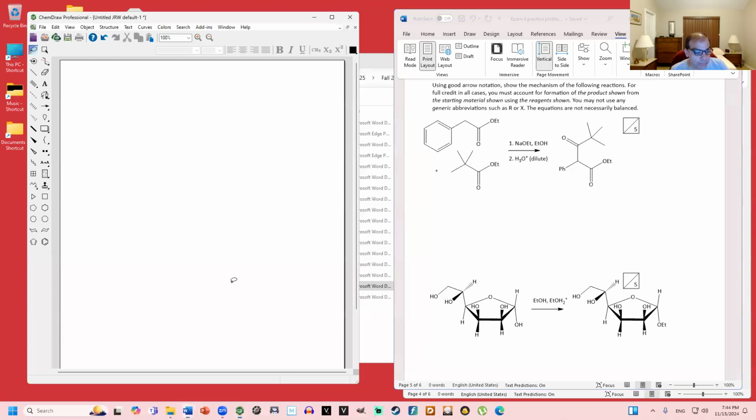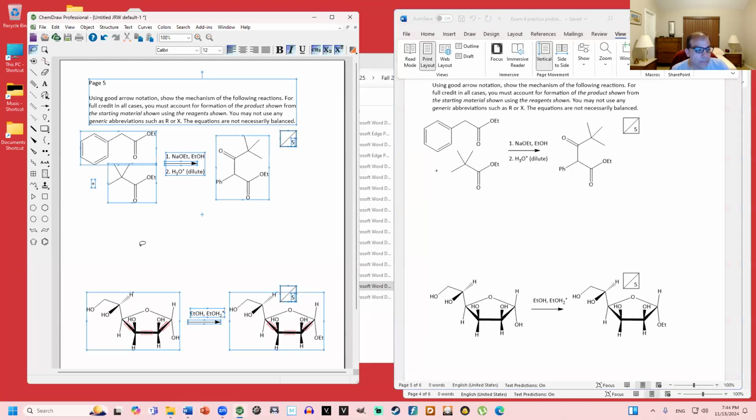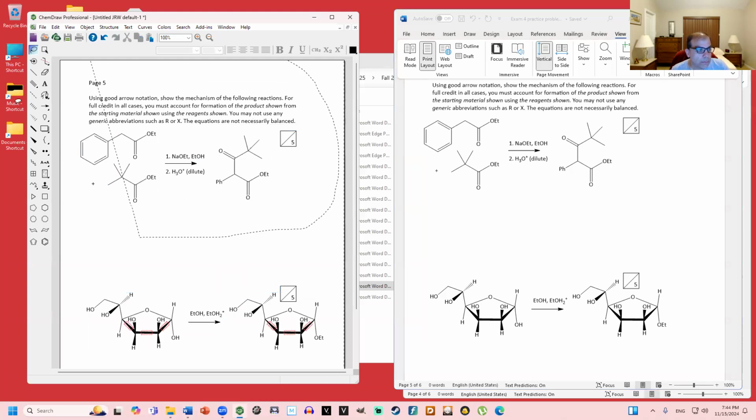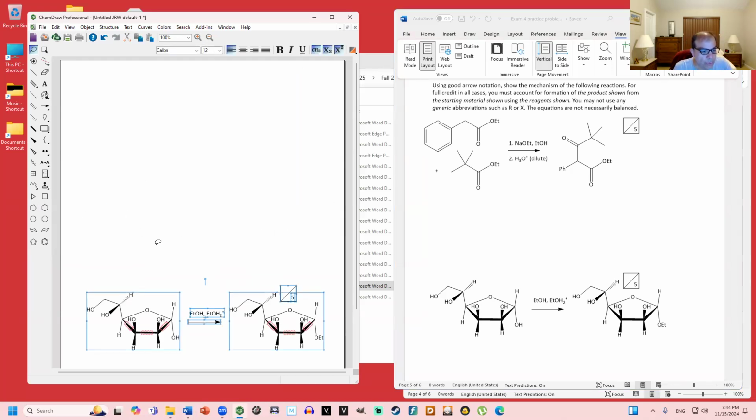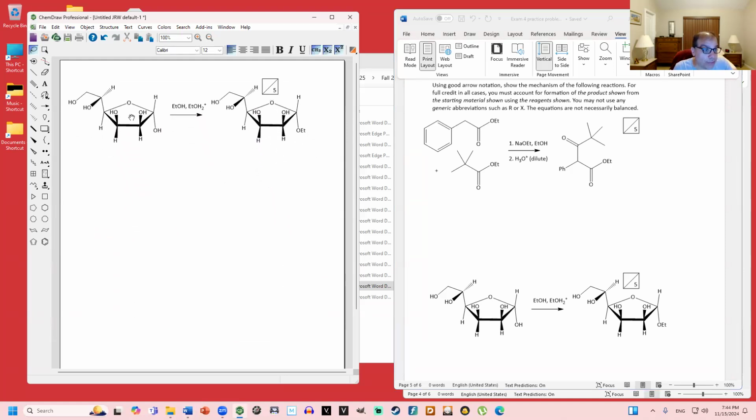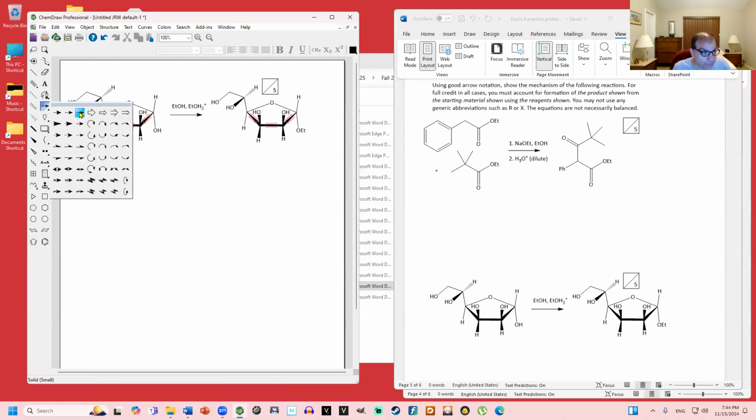The second mechanism looks like what we discussed in class just today. We're going from a hemiacetal to an acetal by treating a sugar with an acidic alcohol. We're making a glycoside. In class, I believe we used methanol.